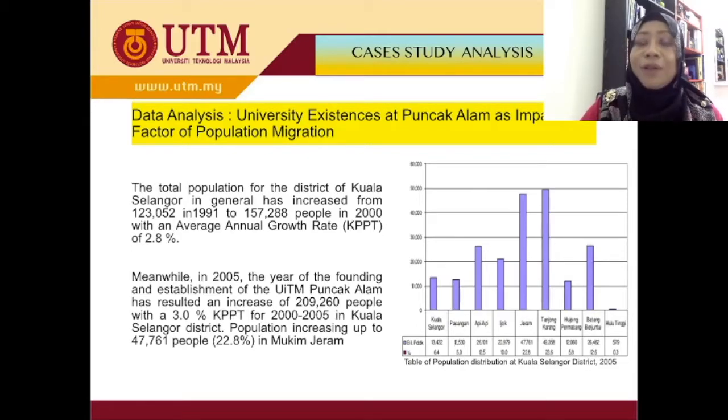Meanwhile, in 2005, the year of the founding and establishment of UITM Puncak Alam, there was an increase of 2,260 people, with 3% of KPPT from the year 2000 to 2005 in only the Kuala Selangor district, where the population increased up to 47,761 people.